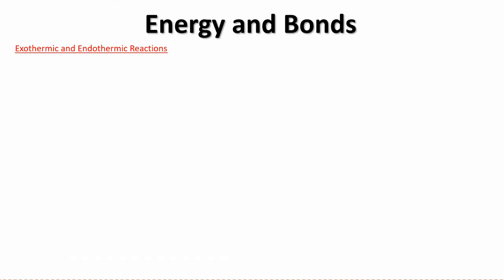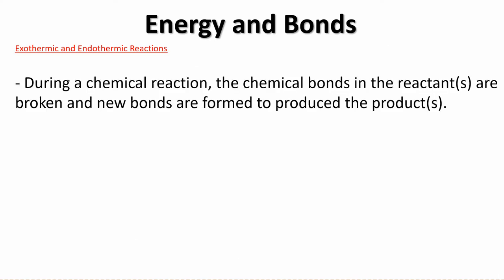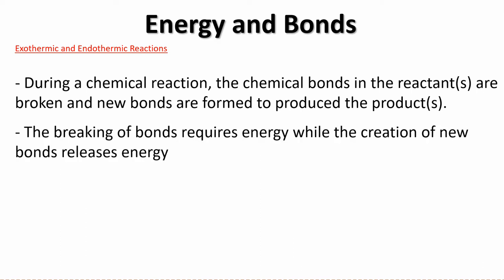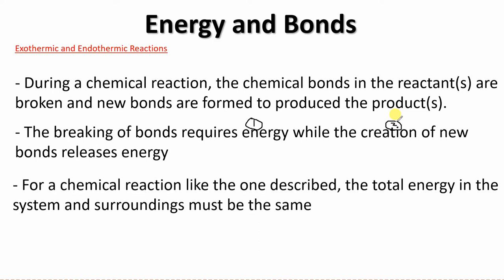So we're going to talk about some exothermic and endothermic reactions here. So during a chemical reaction, the chemical bonds in the reactants are broken and new bonds are formed. So the breaking of bonds requires energy, while the creation of bonds releases energy. So really it's a 2-step process. We've got the energy that's needed when we break bonds, and then the second step is the energy released when we create new bonds. For a chemical reaction like the one described, the total energy in the system and the surroundings must be the same, so there's really no net change.